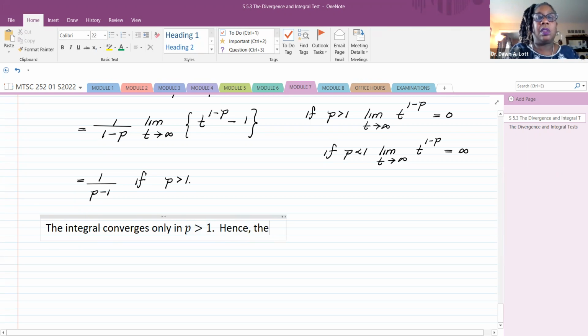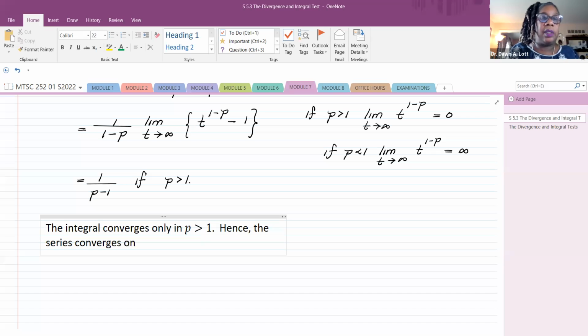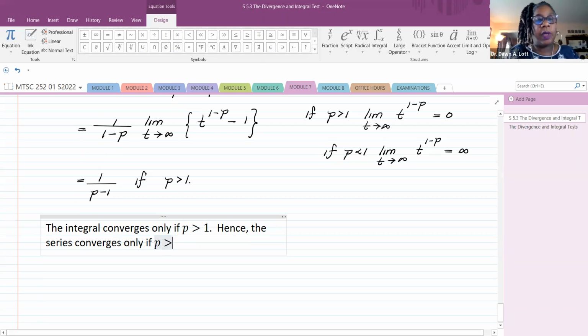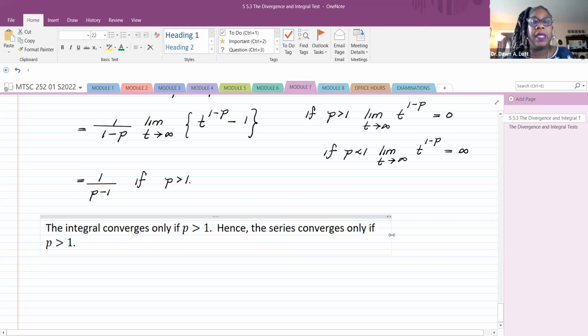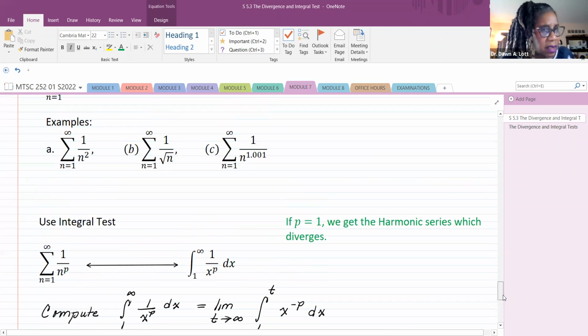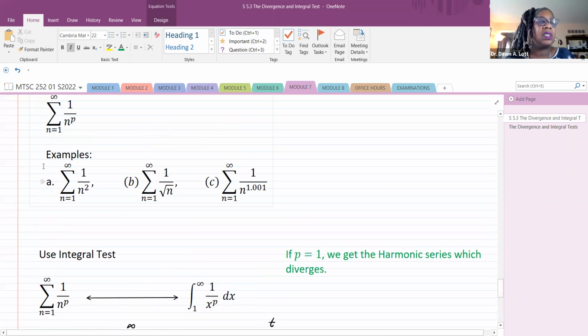Hence, the series converges only if p is greater than 1. Okay, so that is the p series. So the p series is the easy one. This is an easy test. Oh so easy.